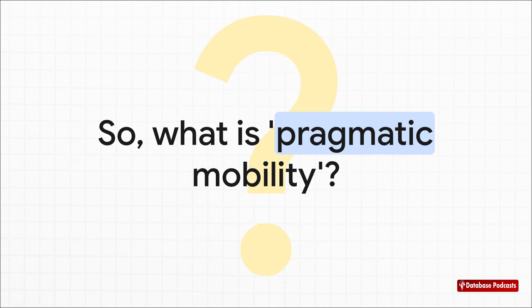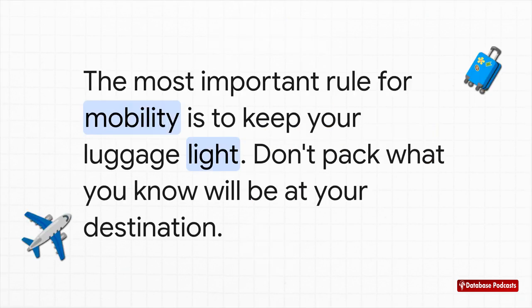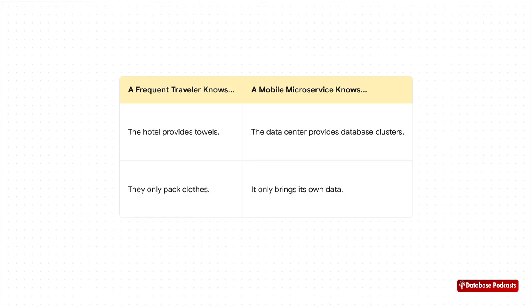Well, that's where this idea of pragmatic mobility comes in. And honestly, the easiest way to get your head around this is to think like a frequent traveler, someone who's on the road all the time. What's their number one rule? Pack light. It's that simple. You don't bring things that you know are going to be waiting for you when you get there. It's a perfect parallel. A smart traveler knows the hotel is going to have towels, so they don't waste precious suitcase space on them. They just pack their clothes.